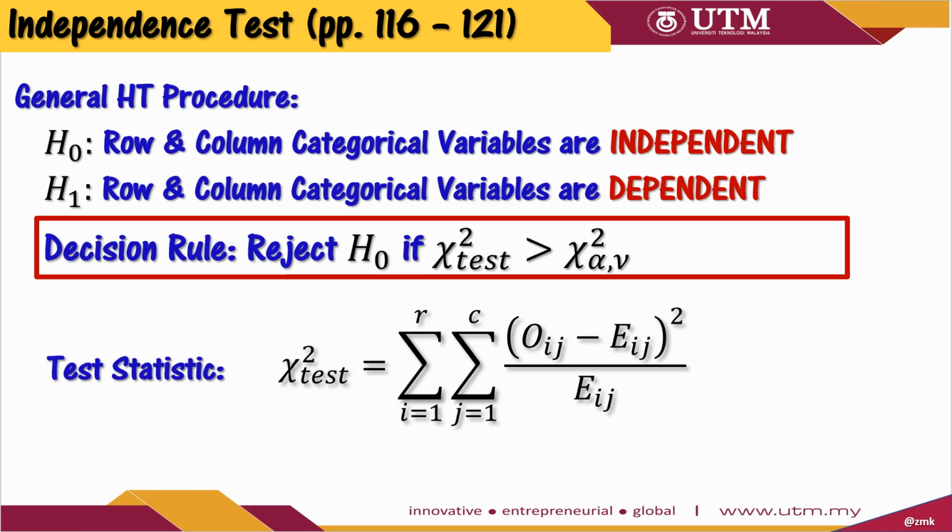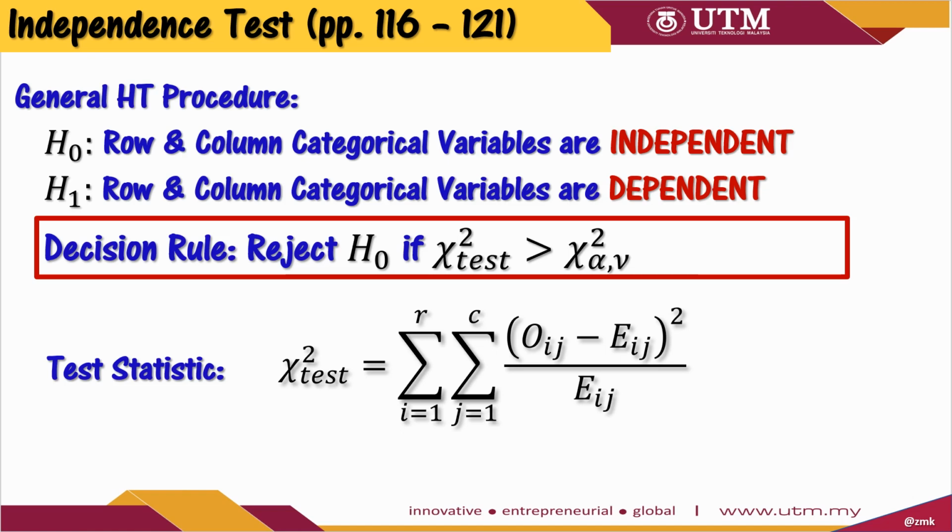Notice that the test statistic formula looks very similar to the chi-squared test statistic formula for a goodness of fit test, where both test statistics measure the discrepancies between the observed and expected values. However, in goodness of fit test, you only sum the discrepancies across K classes, whereas in independence test, you sum the discrepancies across R rows and C columns for an R by C contingency table.